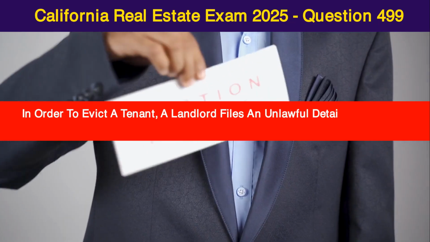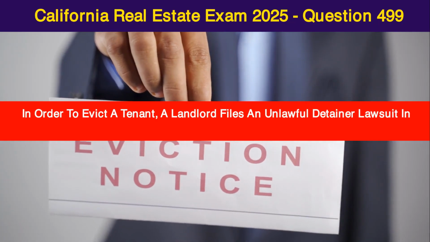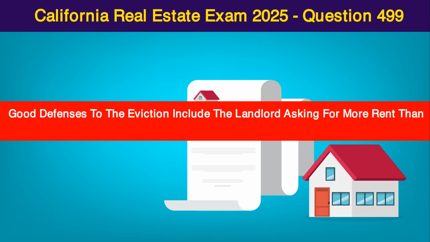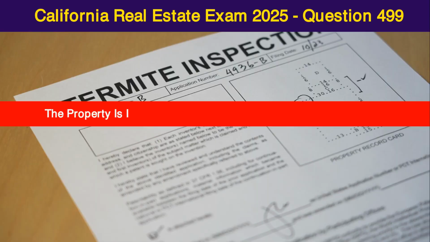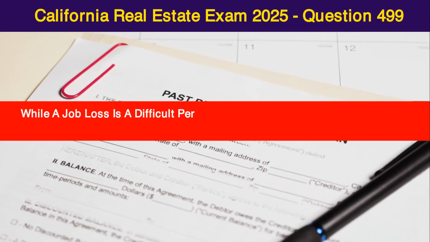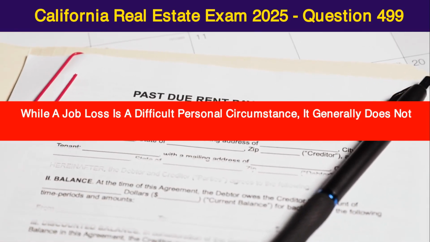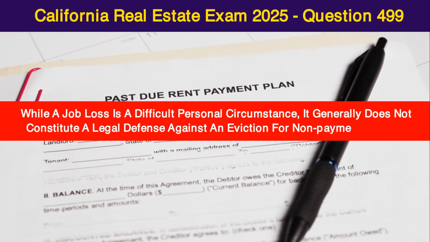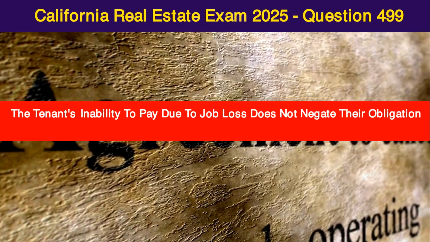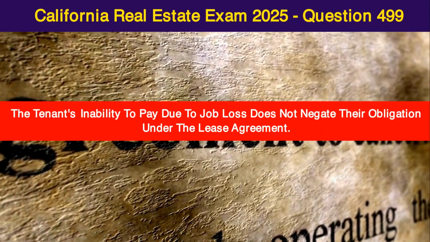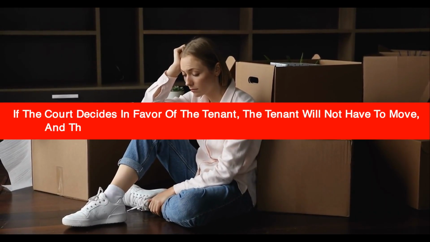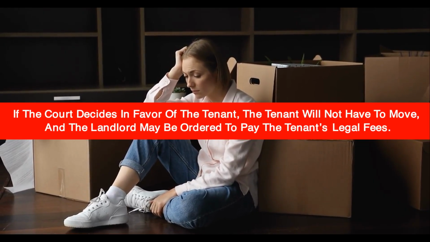In order to evict a tenant, a landlord files an unlawful detainer lawsuit in court. Good defenses to the eviction include the landlord asking for more rent than specified in the lease terms. The property is in violation of the warranty of habitability, termites. While a job loss is a difficult personal circumstance, it generally does not constitute a legal defense against an eviction for non-payment of rent. The tenant's inability to pay due to job loss does not negate their obligation under the lease agreement. If the court decides in favor of the tenant, the tenant will not have to move, and the landlord may be ordered to pay the tenant's legal fees.